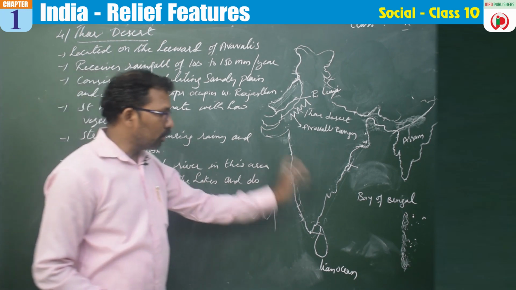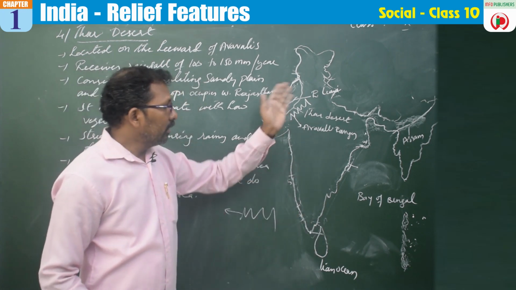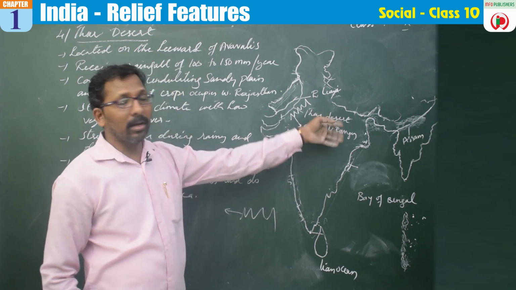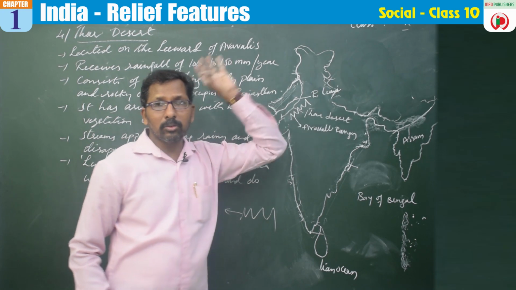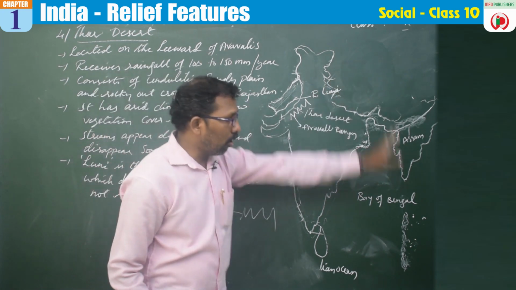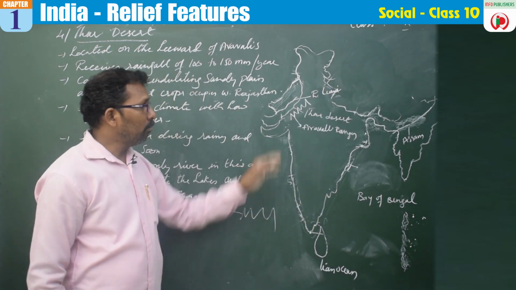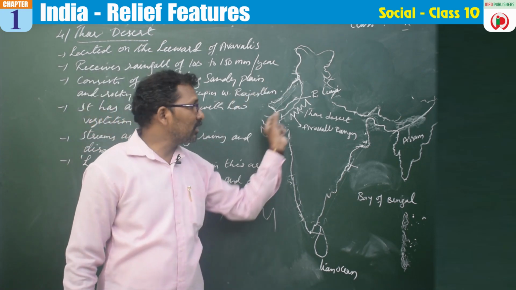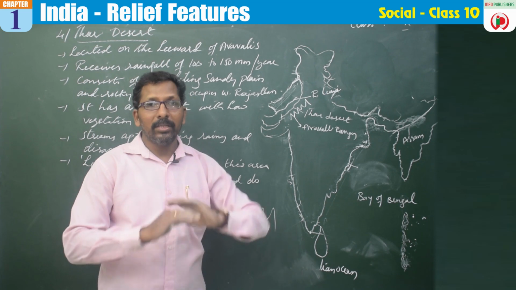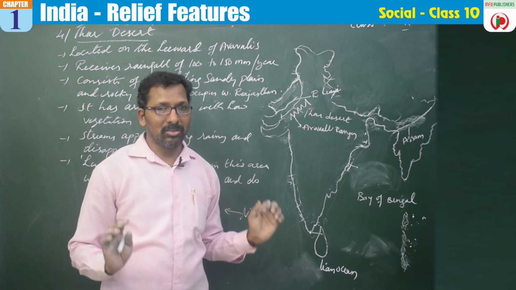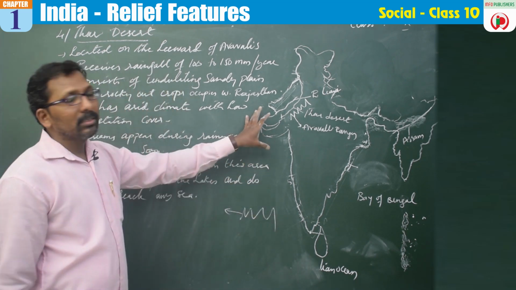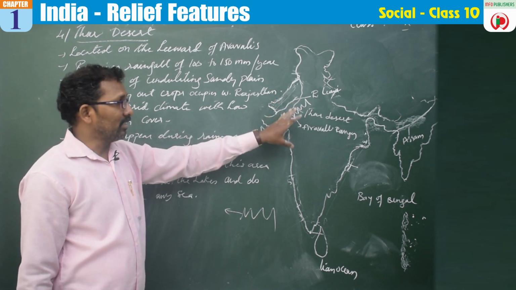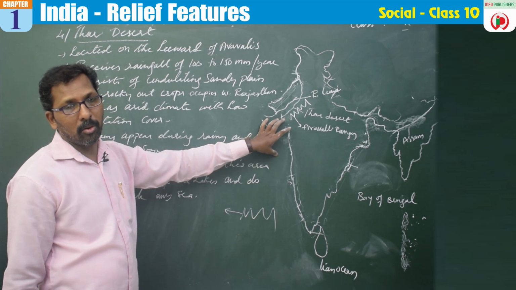If you take Godavari, Krishna, Kaveri, Narmada, Tapi, or Mahanadi, Ganga, Indus, Brahmaputra, there are so many rivers, and they all end up in the seas. But this is the only internal drainage which does not end up in any of the seas. So this is the relief feature, the Thar Desert. Hope you have understood it.